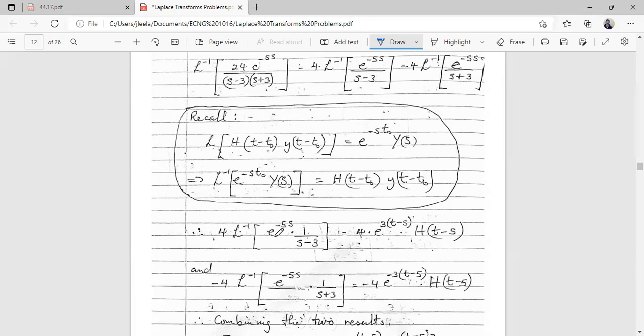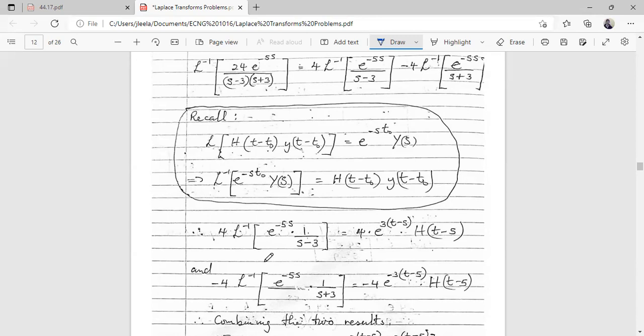So I could break that up. This is e to the minus 5s times 1 over s minus 3. So this here is my function, right? So this is 4 times the Laplace inverse of 1 over s minus 3. That is e to the 3t, right? But because the function must be t minus your t naught, and your t naught here is 5, it will be e to the 3(t minus 5). And then the Heaviside, of course, will be u(t minus 5).